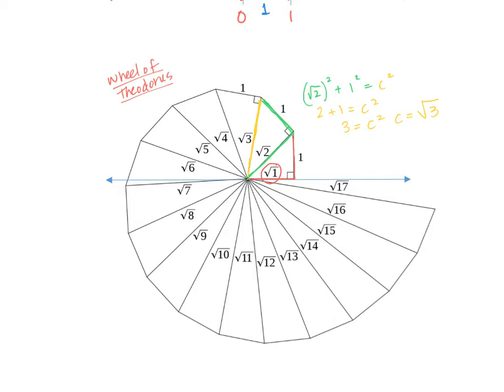And then again, it continues on and puts in a 1 up. So we have radical 3 squared plus 1 squared equals c squared. So 3 plus 1 equals c squared, 4 equals c squared. So c equals the square root of 4.